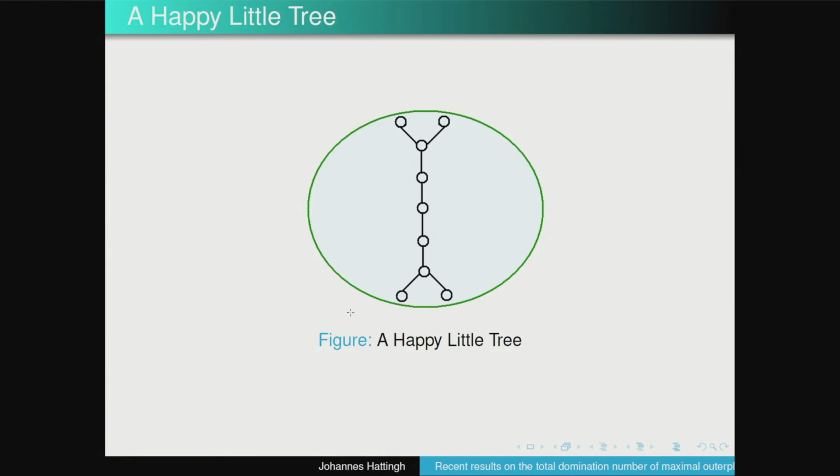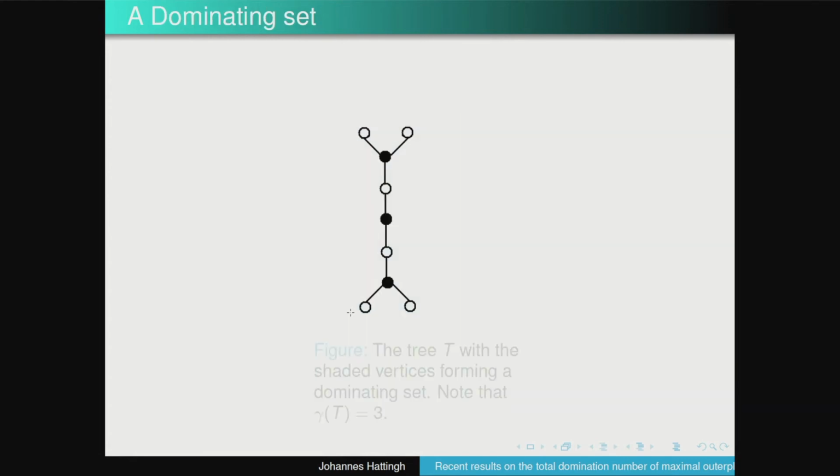But in any case, here's a happy little tree, so let's try to dominate this poor happy little tree. For example, you see that those 3 vertices would actually dominate the tree. Every colored vertex would be dominated by itself, and then all the other vertices would be adjacent to something which is in the set. And you can't do it with fewer. So gamma of that tree is going to be exactly 3.